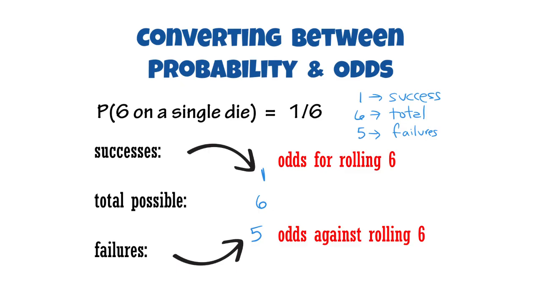So if that's the case, the odds, remember, odds are successes to failures. So for rolling a 6, that would be a 1 to 5. Those are the odds. 1 time you're going to have a success, 5 times you're going to have a failure. If you're looking at the odds against rolling a 6, then that flip-flops. That's going to be a 5 to 1 because there's 5 failures, 1 success, and those are the odds against having a 6.